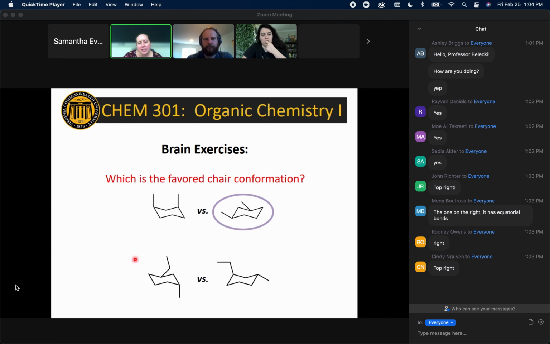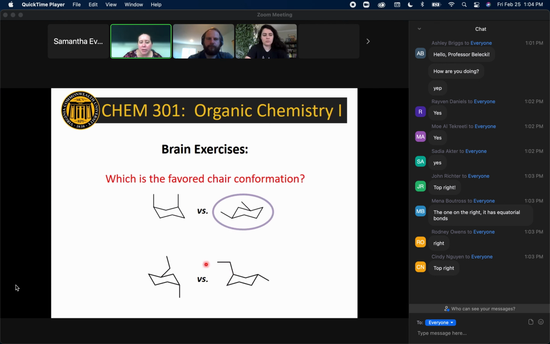Okay, what about the bottom set here? Now we have something that's a little bit different. So instead of both of our substituents being on the same side of the ring, so that they're either both axial or both equatorial, at the bottom, we have to choose. We have one situation where you have an axial methyl group and equatorial ethyl group. And in the other flipped chair conformation, we have an axial ethyl group and equatorial methyl group.